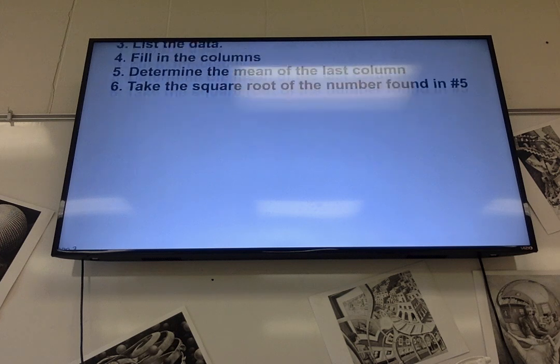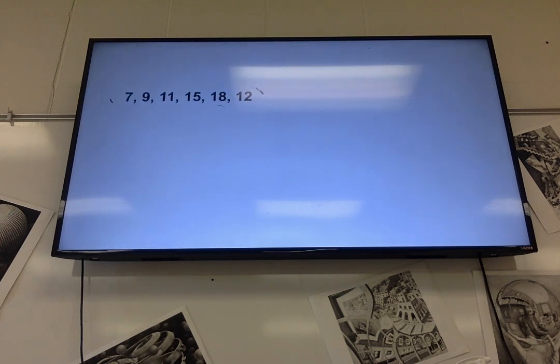So for these numbers, we are going to find the standard deviation. Our first step, after you have all these numbers, is to find the mean, right? That was step one. X bar. So to find the mean, you just add all those numbers up, and you divide by however many numbers there are.